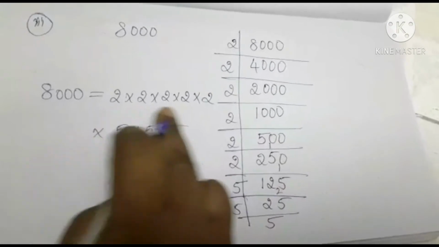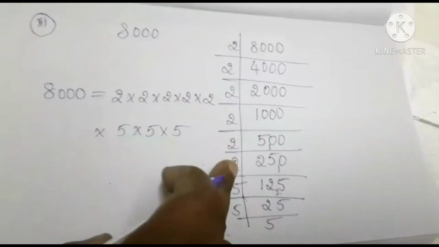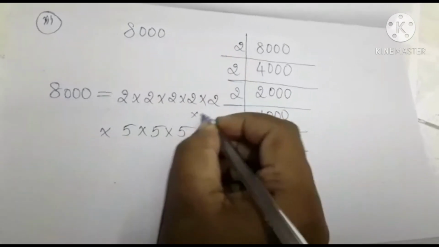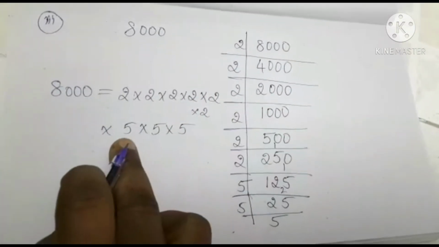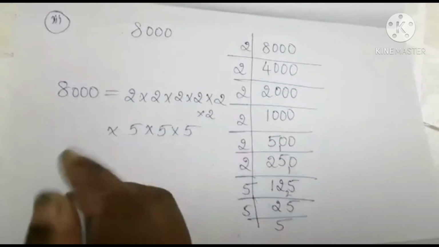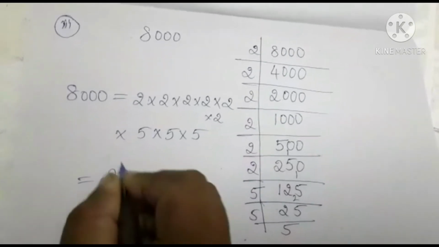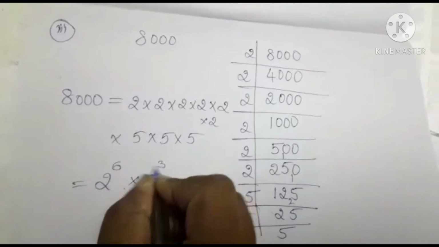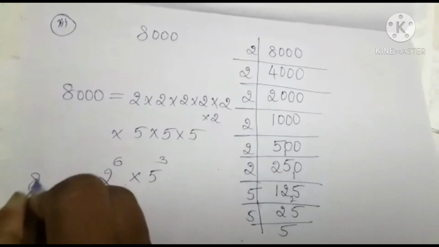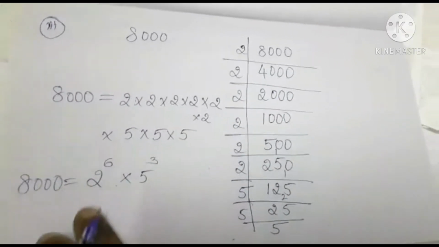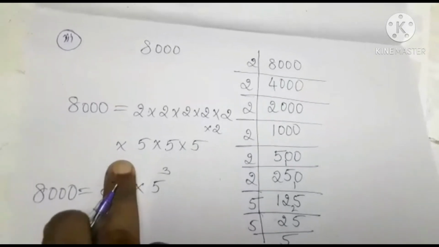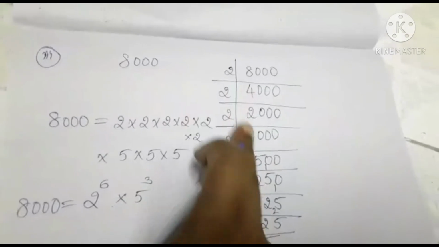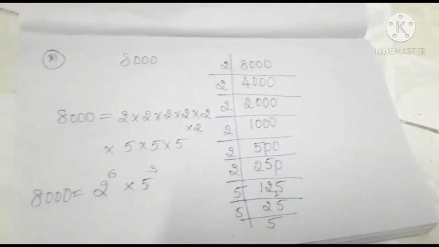So 2, how many times repeated? 1, 2, 3, 4, 5, 6. And 5, how many times repeated? 3 times. So that is called 2 power 6 into 5 power 3. Now 8000 exponential form is 2 power 6 into 5 power 3. We can use that prime factorization method.